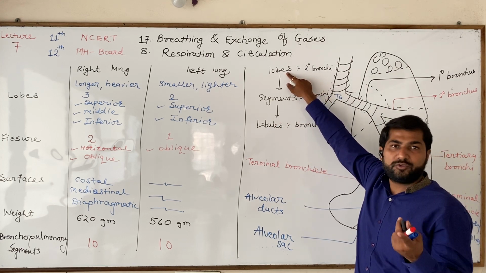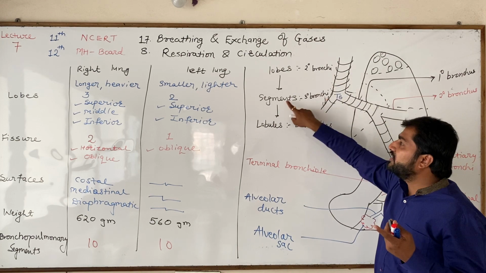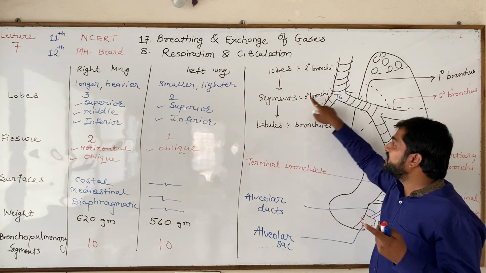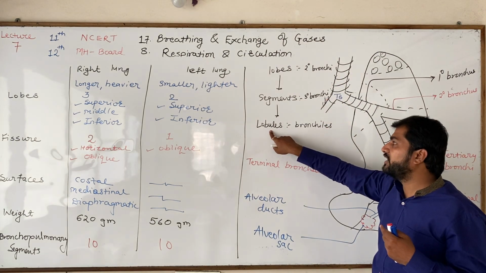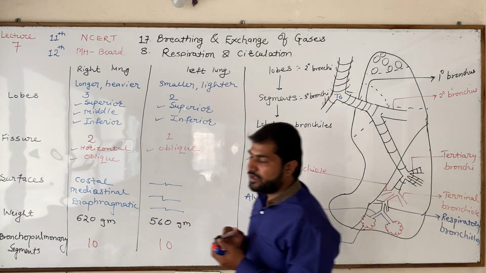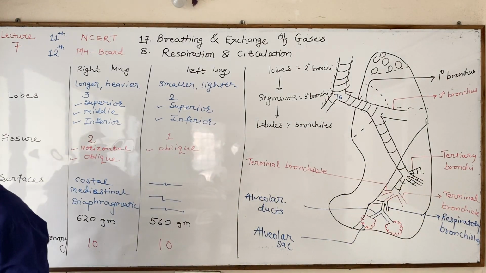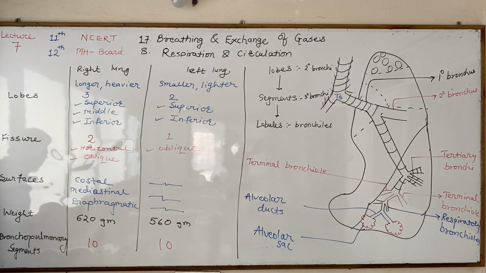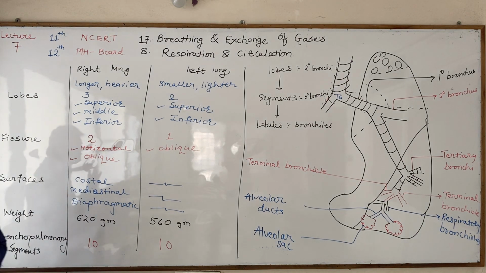Air is supplied to the lobes by secondary bronchi. Air is supplied to segments by tertiary bronchi. Air is supplied to lobules by terminal bronchioles. So when we talk about the bronchi, primary bronchi are 2 in number, no doubt. This is a fixed number. Primary bronchi are 2 in number.